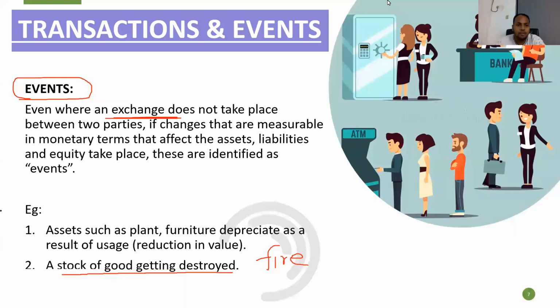So an event means where an exchange does not take place between two parties, but there is a change in the assets, liabilities, or equity, and the change affects in monetary terms. We call it an event. Right? And depreciation is another type of event.